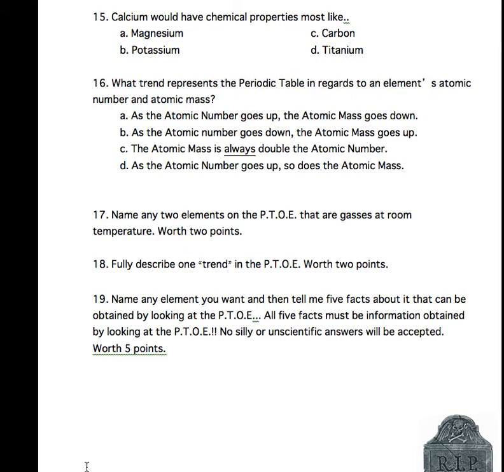And finally, number 19. First, name any element you want, and then tell me 5 facts about it that can be obtained by looking at the periodic table of elements. Special note, all 5 facts must be information obtained by looking at the periodic table of elements. No silly or unscientific answers will be accepted. All answers must be obtained by looking at the periodic table. This question is worth 5 points, so please make sure you answer it completely and thoroughly.